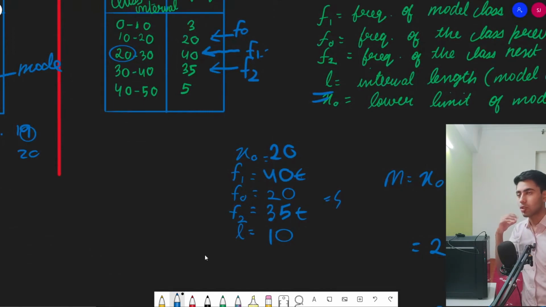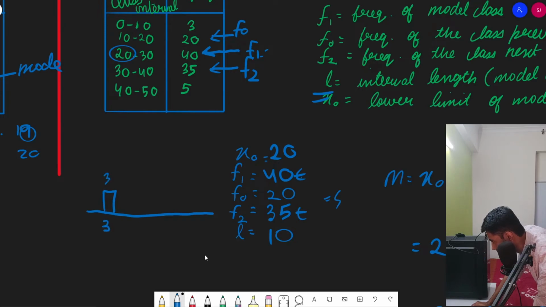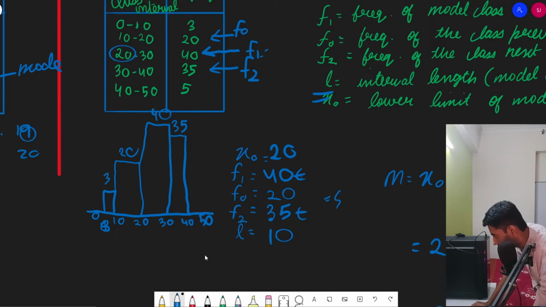Now let us visualize this data set. If I plot a rough bar chart for this, let us suppose this is frequency, and this is for 0, 10, 20, 30, 40, 50. Between 20 and 30, the frequency is going to be 40. Between 30 and 40, the frequency is 35. And 40 to 50 has a frequency of 5.